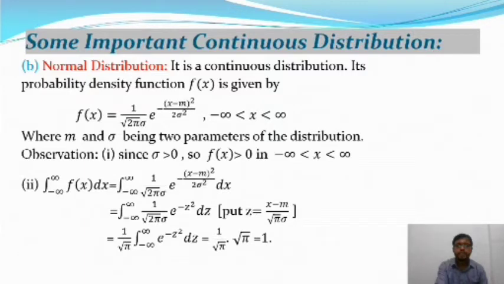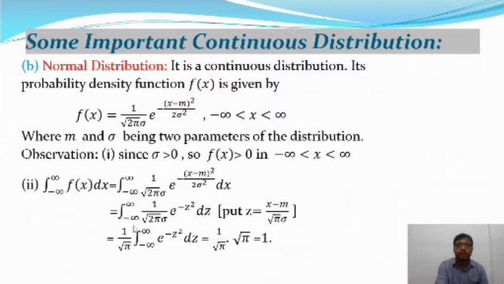Okay, so from this integration, when we put x is equal to infinity, we get z is equal to infinity, and when x is equal to minus infinity, we get z is equal to minus infinity. So the limits remain the same for the z variable, and the integral will change to the integration over minus infinity to plus infinity of 1 by root over 2 pi sigma into e to the power of minus z square dz.